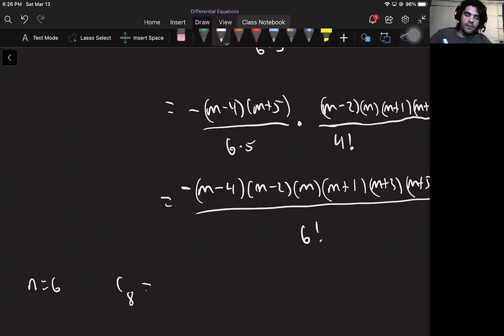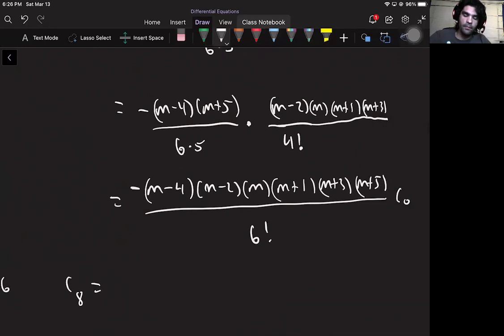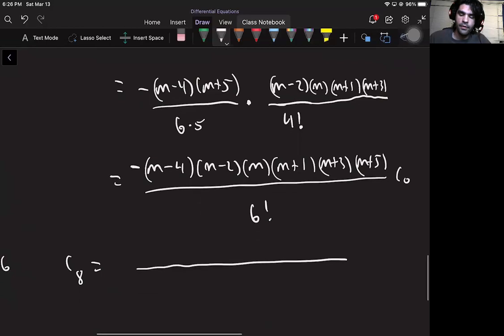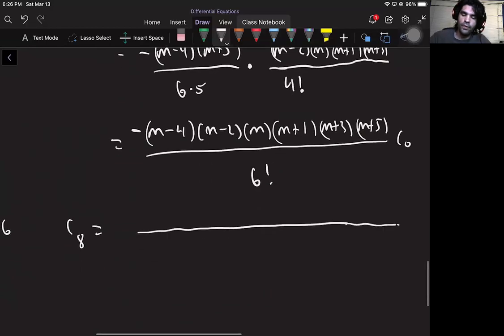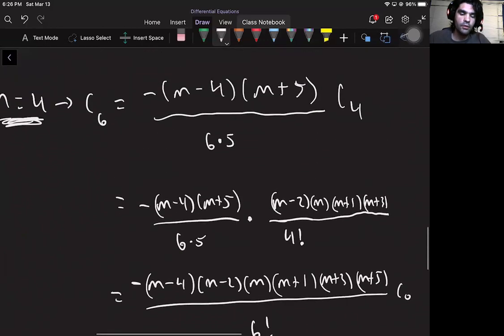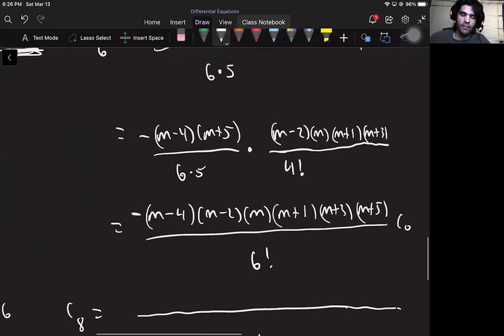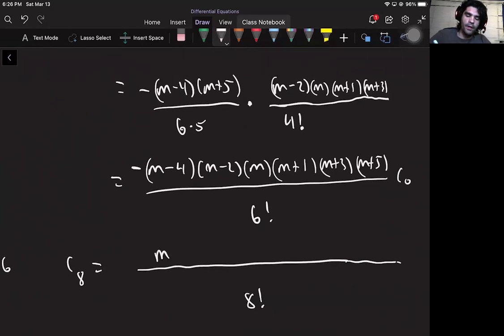So that would tell me C8. And this pattern, I think I got it now. The bottom is just that number factorial. So it's going to be 8 factorial, just like this was 6 factorial for C6. And then I'm going to go out to M minus 6 in terms of even numbers. And it's going to have the previous ones as well. And then I'm going to go M plus odd numbers all the way up to the next one.